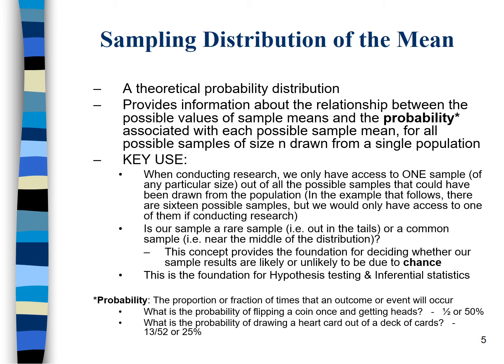So let's look at our second bullet point here. It says, the sampling distribution of the mean provides information about the relationship between the possible values of sample means and the probability associated with each possible sample mean for all possible samples of size n drawn from a single population. Wow, okay, that is a mouthful. What the heck does all that mean? The bottom line is that this theoretical distribution allows us to figure out the likelihood of us getting any particular sample from a larger population.